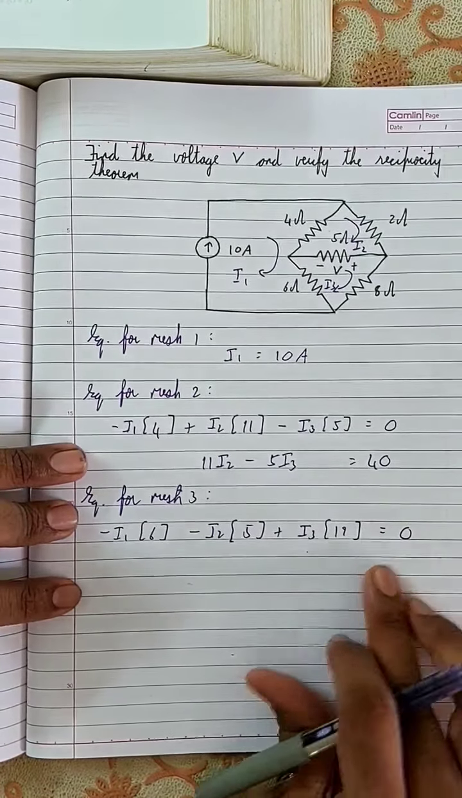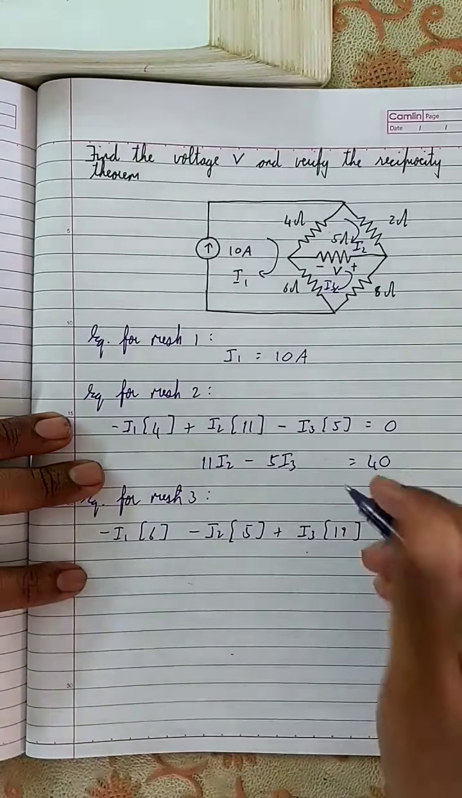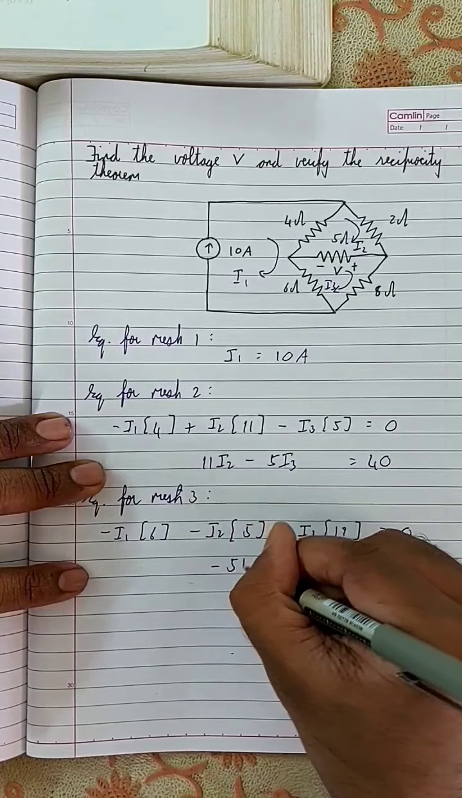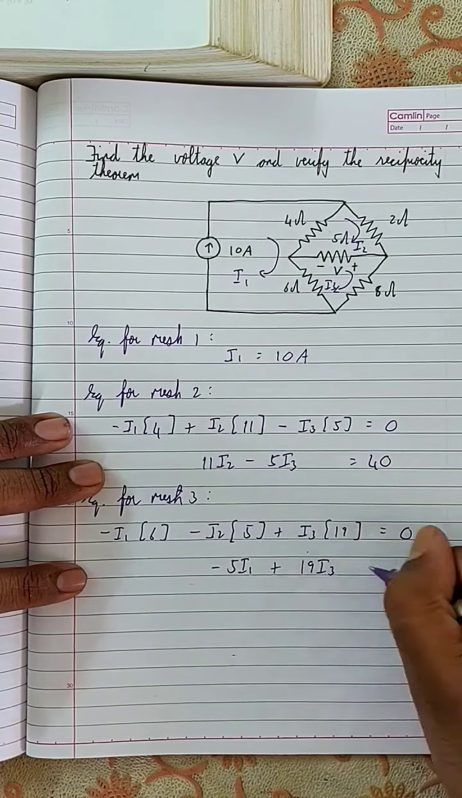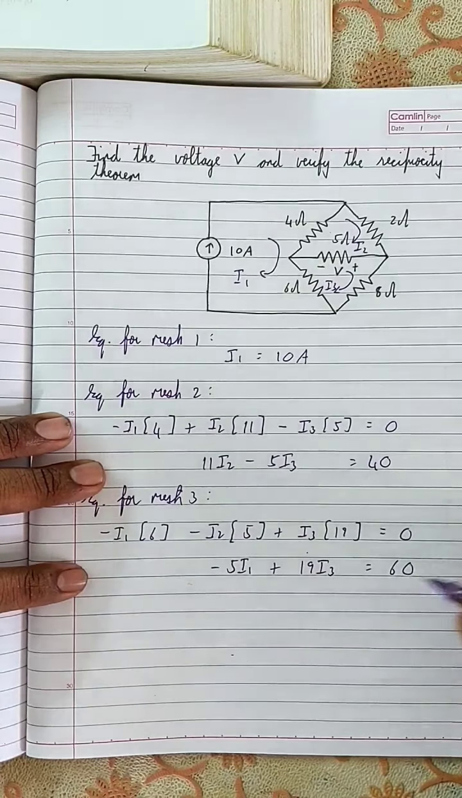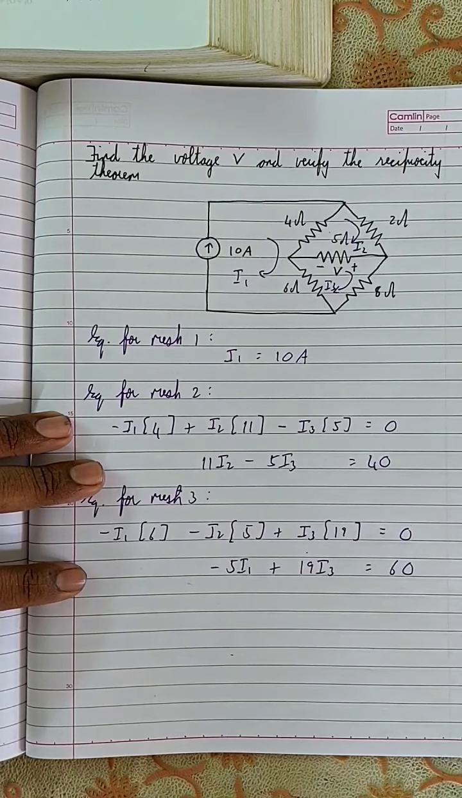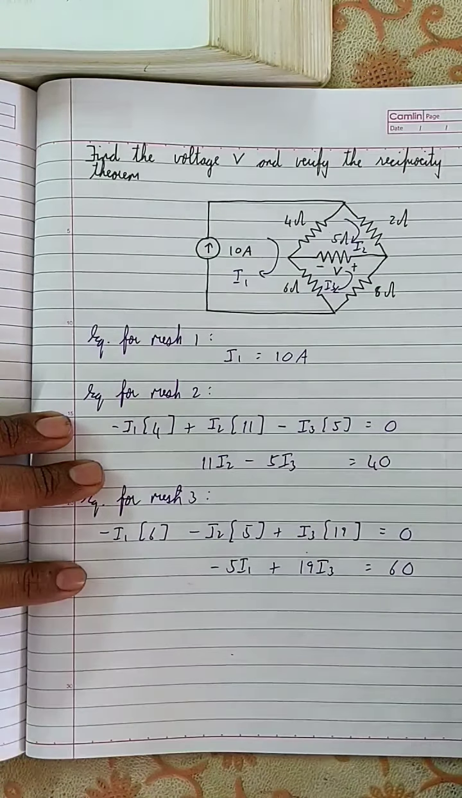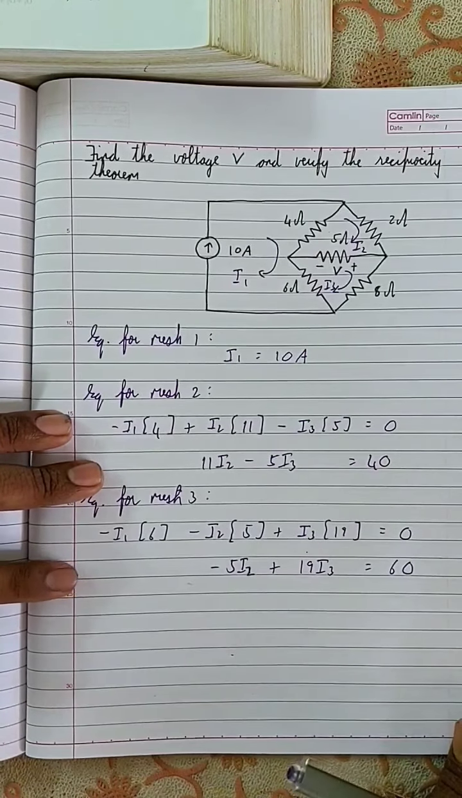This is the equation, and of course I1 is equal to 10. I can substitute it over here, so this becomes minus 60. In other words, the equation is minus 5I2 plus 19I3 is equal to 60. Yes, minus 5I2, correct.